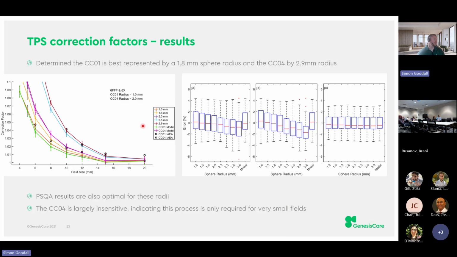For the CC04, it follows this 2.9 millimeter line. And that's interesting because these values are both significantly bigger than the ionization chambers, so that means that something a bit more complicated is happening in that case.